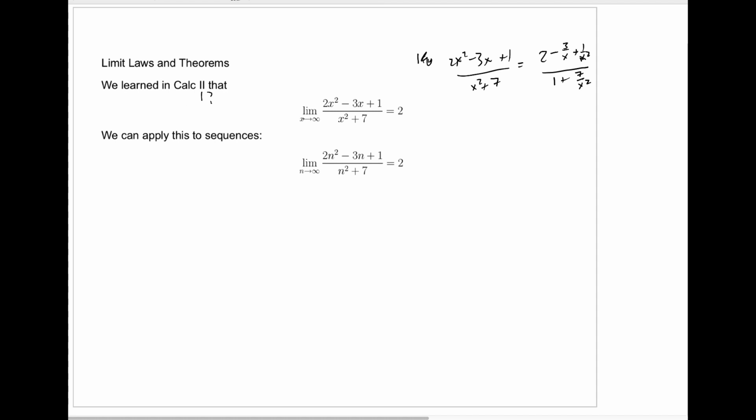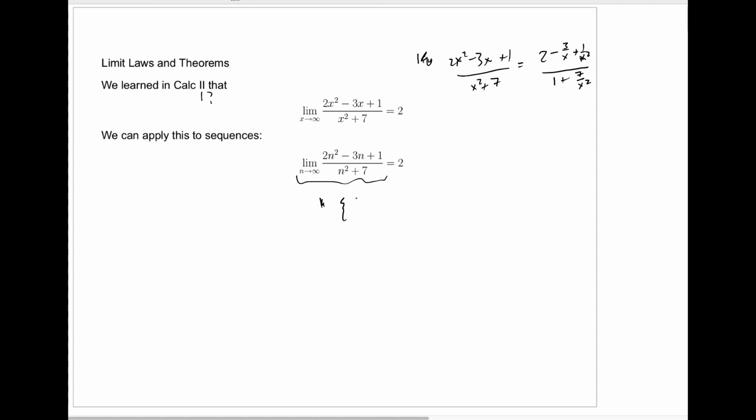We can apply this to sequences. So I claim the limit as n goes to infinity of 2n squared minus 3n plus 1 over n squared plus 7 is 2. Now, how is this different from this? Normally in mathematics, you could just call your variable anything you want, and you might think these two mean exactly the same thing. But it's a convention that when we use a letter like m or n, we're talking about discrete quantities, meaning n equals 1, 2, 3, etc. So this limit here means the limit of the sequence.